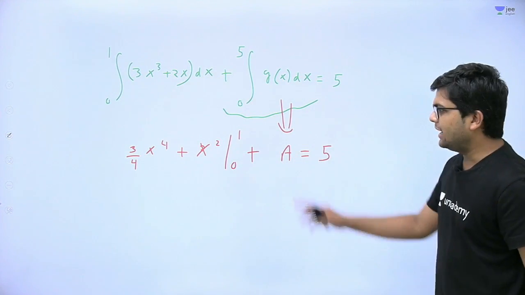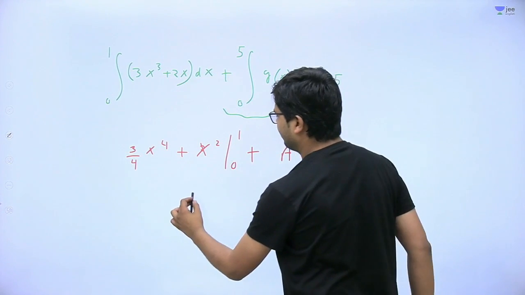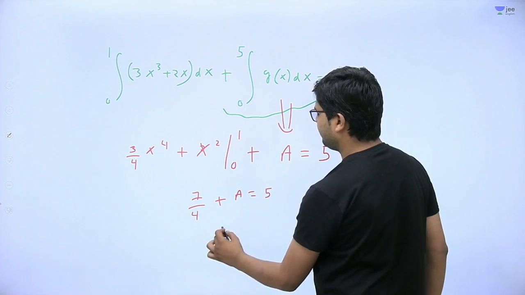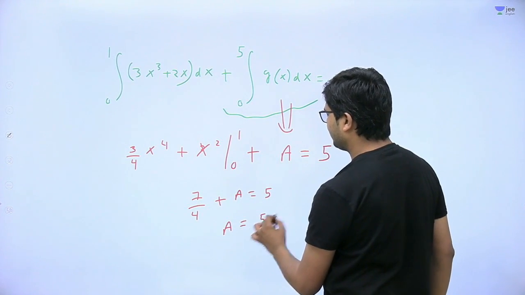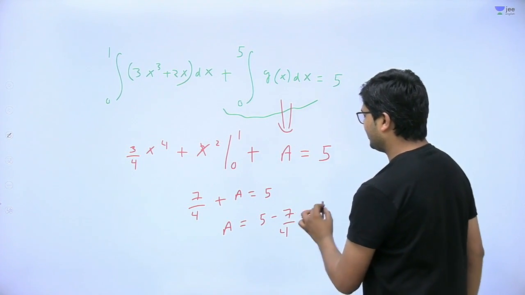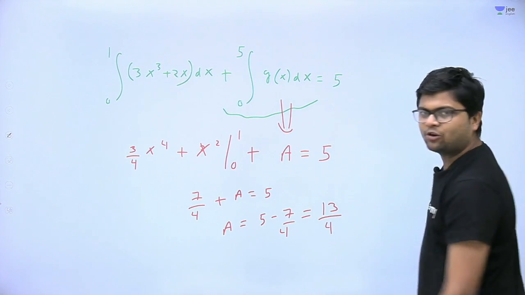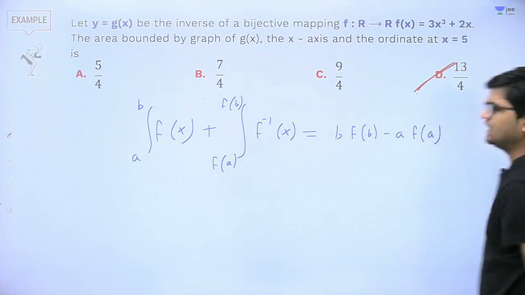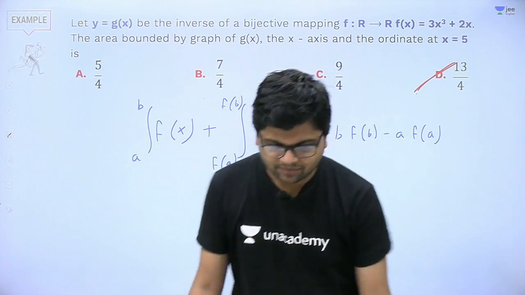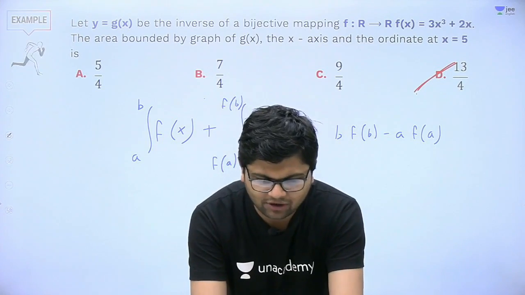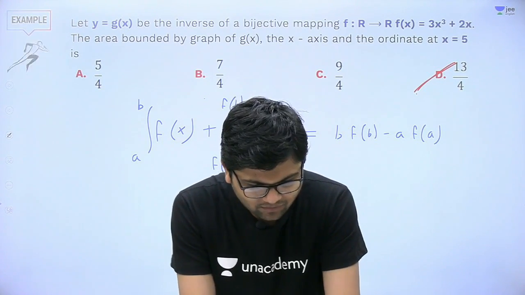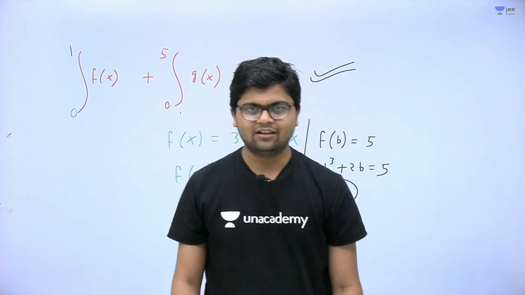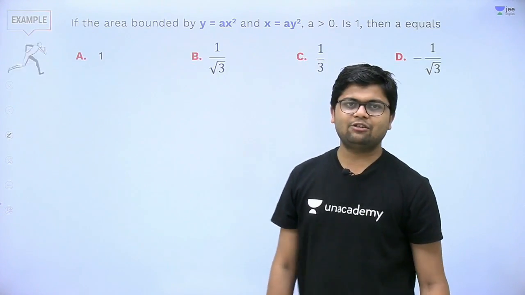That is okay. And put the value 1, it will come out to be 7 by 4 plus a equal to 5. Therefore a will come out to be 5 minus 7 by 4. It will be 13 by 4. Getting my point? So 13 by 4, the answer will be D for Delhi. Very wonderful question. Yes, very good, students, very good. So the answer will be D for Delhi. Very good question. Let's try with the next question.